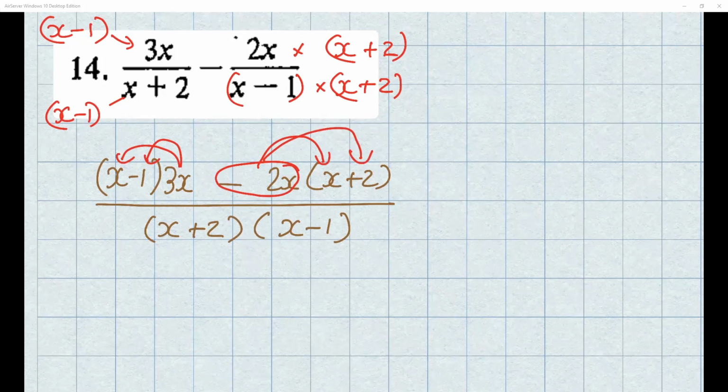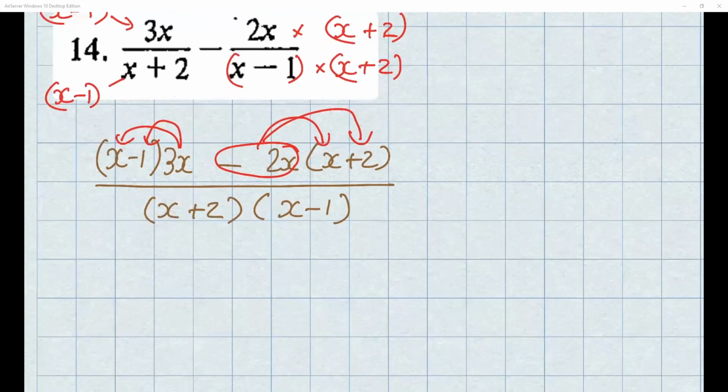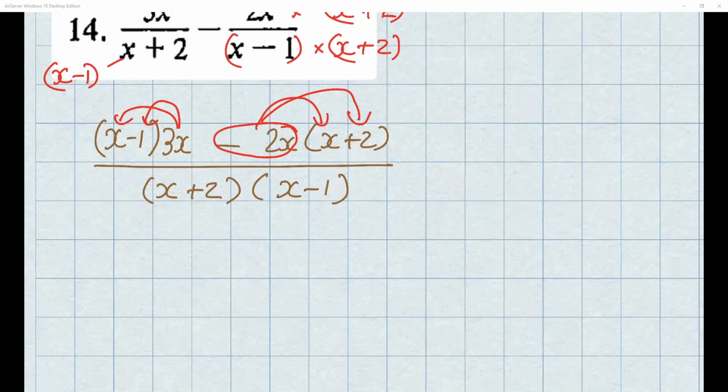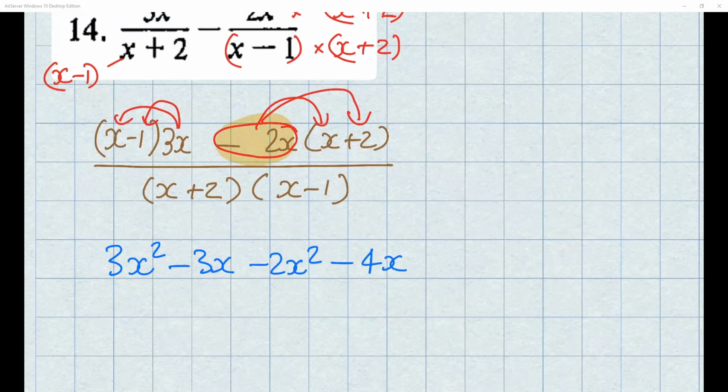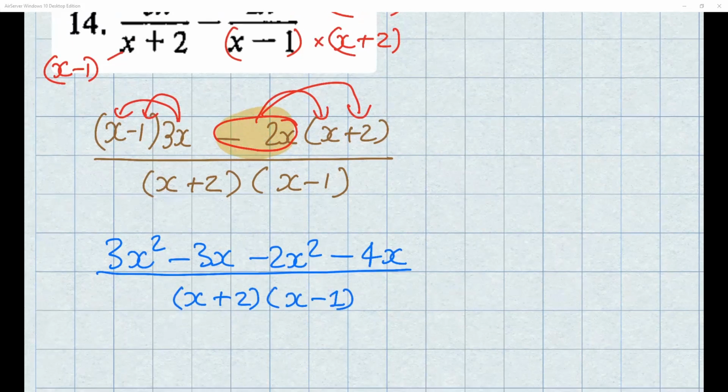Okay, lovely. So what's 3x times by x? 3x squared. And what's 3x times by minus 1? Minus 3x. And now remember this minus here, it belongs to the 2x. So what's minus 2x times by x? Minus 2x squared. And what's minus 2x times by plus 2? Minus 4x. Okay, lovely. And the bottom, we're going to leave it in its factorized format for the moment because we don't need to do anything more than that.